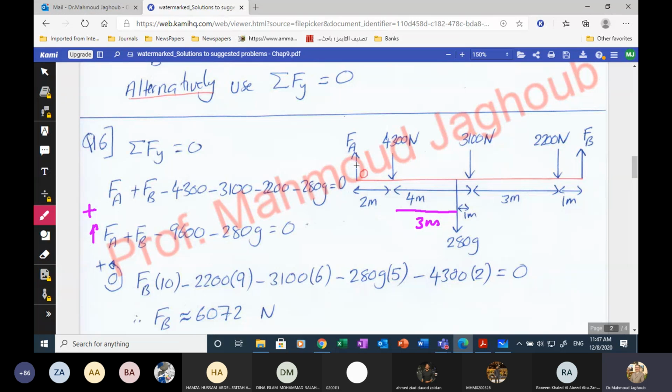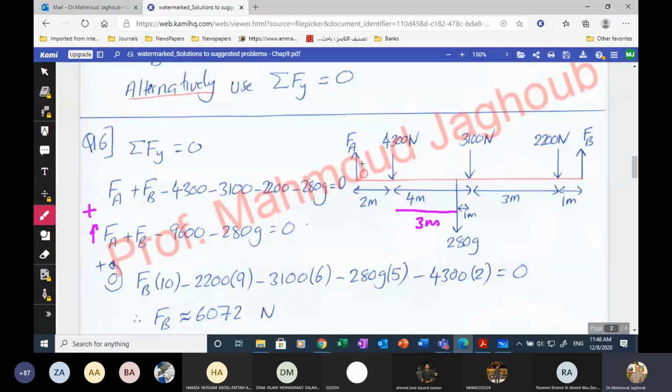And now we have FA unknown and FB unknown. Since you have two unknowns, how many equations do you need? 2. I need 2 equations, yes. Where do I get them from? I have chosen in this example to start with sigma Fy equals to 0, which is the sum of all forces acting on the beam must be equal to 0. And as you can see, those forces only act along the y-axis.